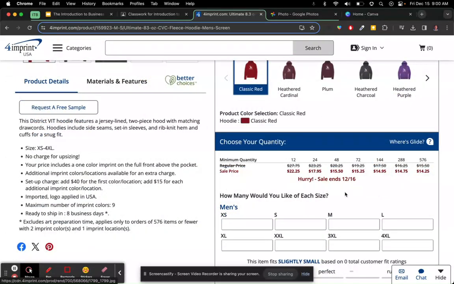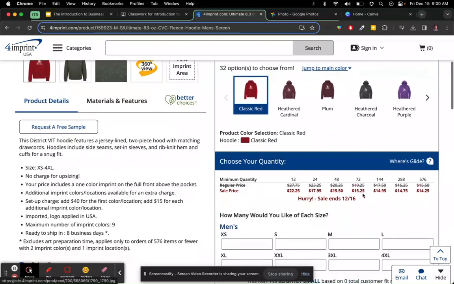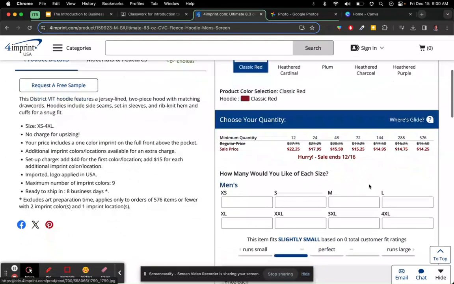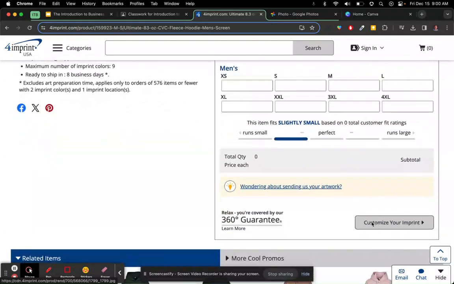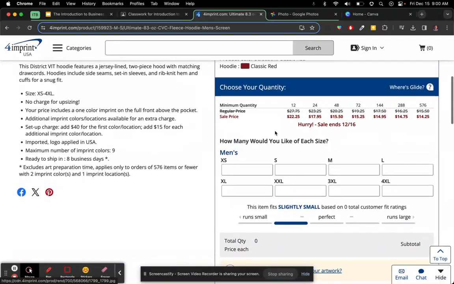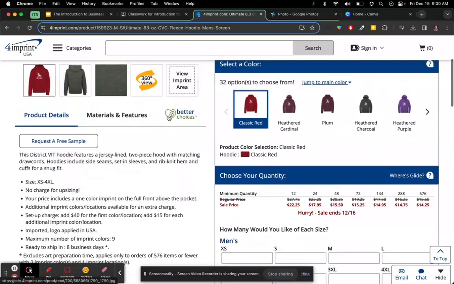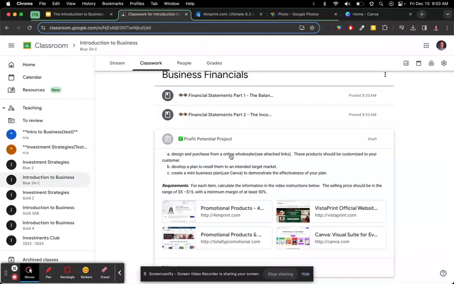And once you decide on your sizes, you can go ahead and click customize. It will allow you to upload some artwork. So you can download logos from the internet, or if you have a logo that you want to use, you can include that as well. All right, so what are we going to do with all of this?